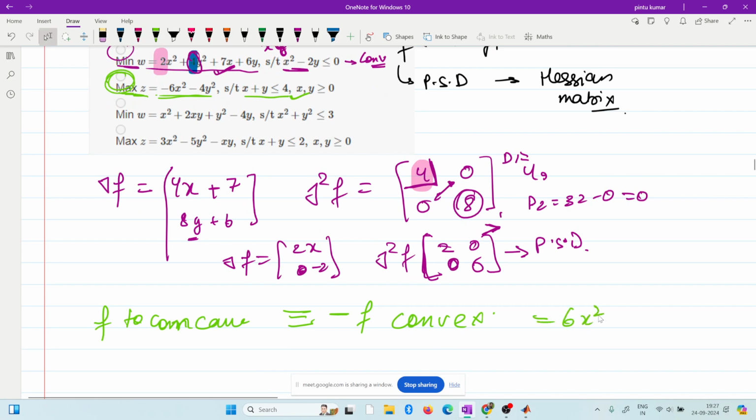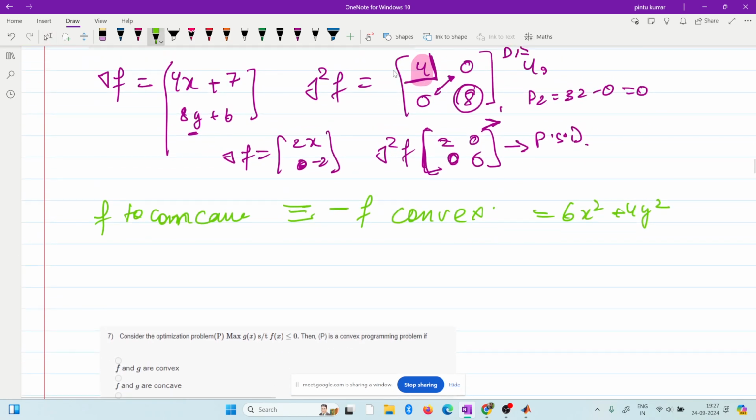It is 6x square plus 4y square. And using the same trick, if you calculate its Hessian, it would be twice of this. There is no xy term, so 0, 0, and the diagonal entries are 12 and 8. Again, this is a positive semi-definite matrix.